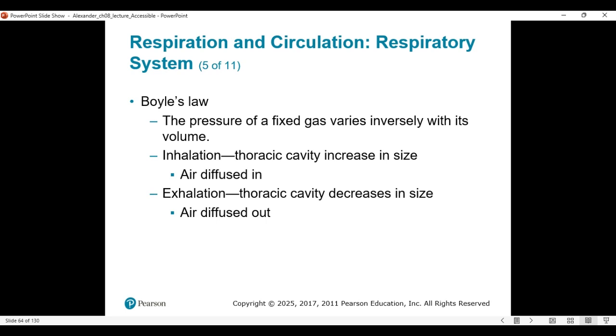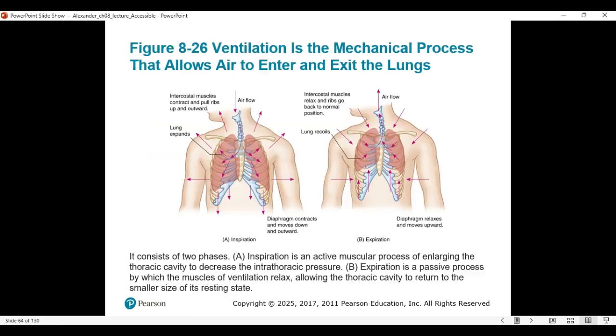Inhalation is an active process of breathing in, air diffusing in. In exhalation, the thoracic cavity is going to decrease in size, the diaphragm is going to relax, and it's going to let air out. This is breathing in and out.